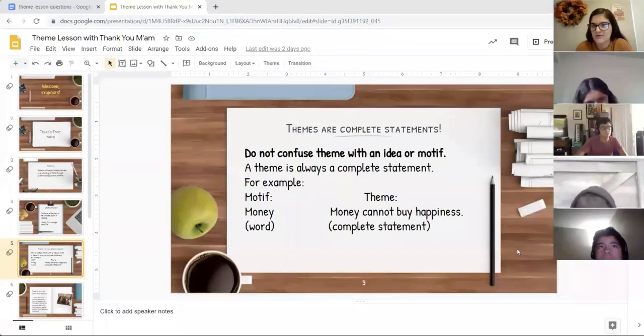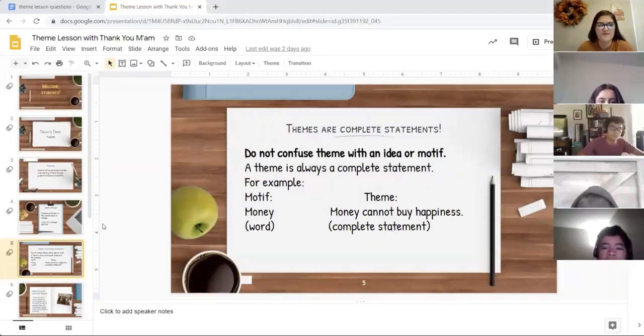That's a complete statement. So one thing you want to remember, especially when you write your paragraph a little later, is when you're saying the theme of a story, it's a complete message. It's not just kindness. It's what the story is saying about kindness. So it has that idea in it, but you have to think a little bit deeper. What is it saying about this idea?